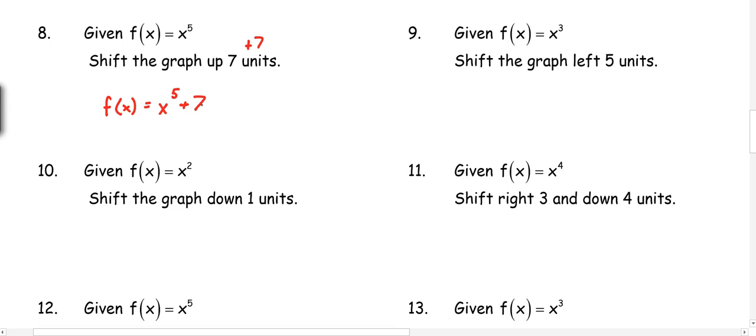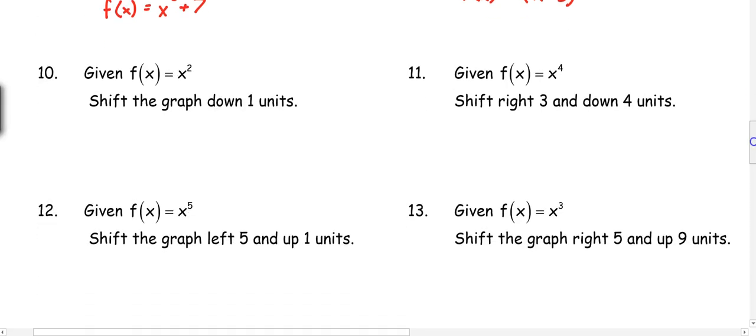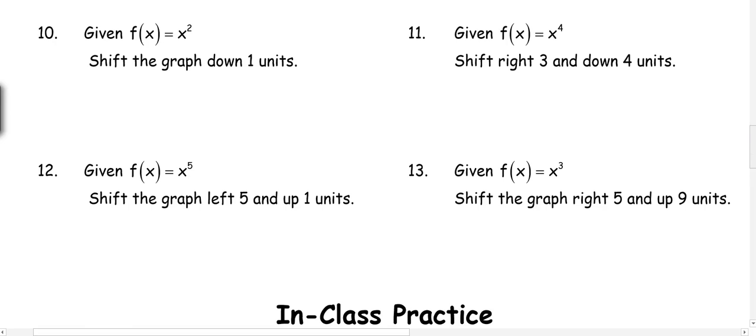Number 9, given f of x equals x to the third, shift the graph left 5 units. So remember, a left 5 is a plus 5 inside the parentheses. So f of x equals parentheses x plus 5, and then our little exponent goes outside the parentheses. So anytime there's a left or right movement, the number must go outside the parentheses. Number 10, given f of x equals x squared, shift the graph down 1 unit. So we have f of x equals x squared, down 1 is a minus 1, so outside we would have minus 1.